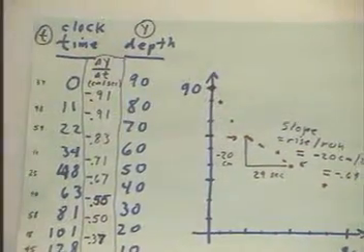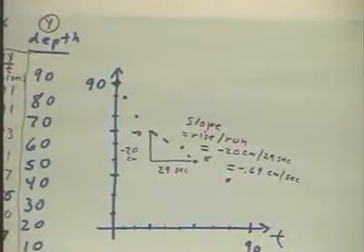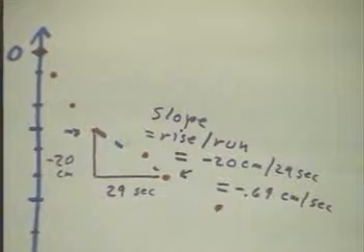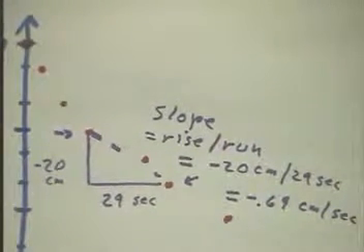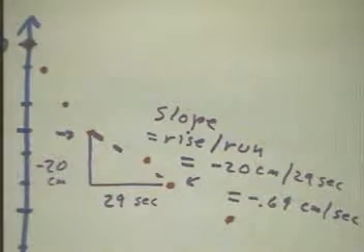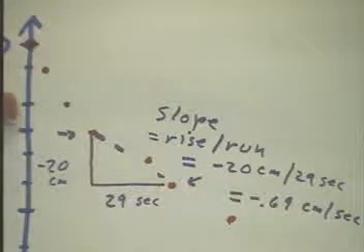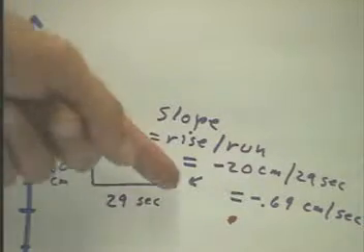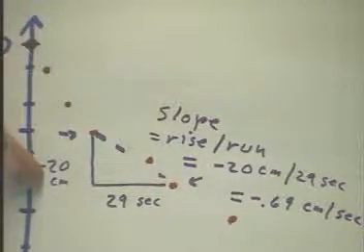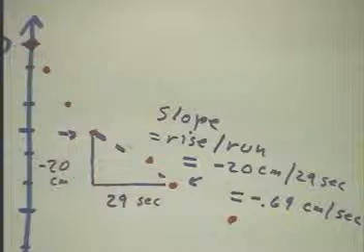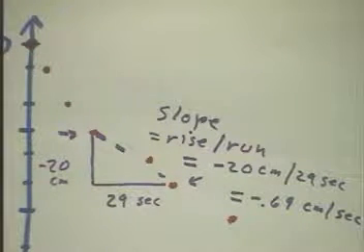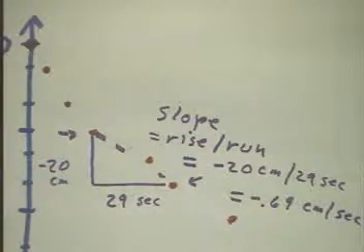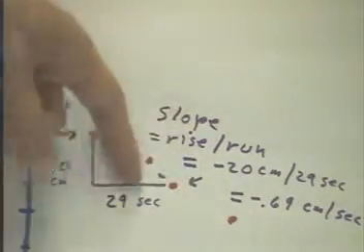What we're going to do is go back to the graph. We're going to zoom in a little bit on this calculation. By looking at the y-axis, we're going from 60 centimeters down to 40. We see that there's a rise from this point to this point of negative 20 centimeters. The run is from 34 seconds to 63 seconds. We can't see the x-axis down there, but we recall the data set. The run is 29 seconds.